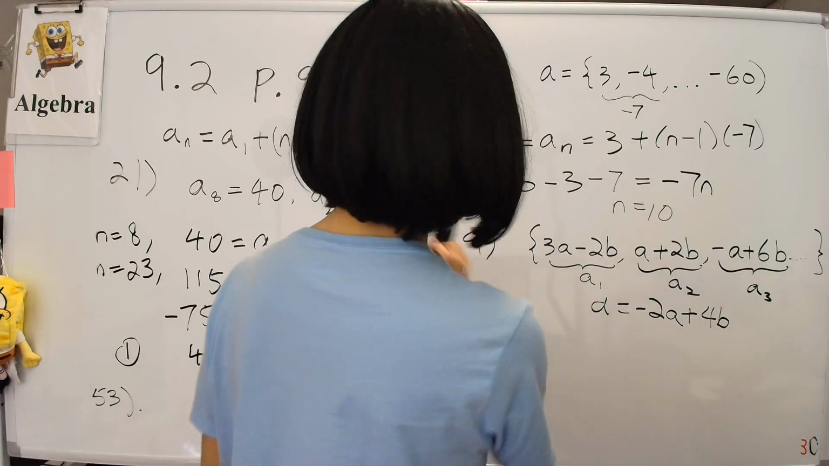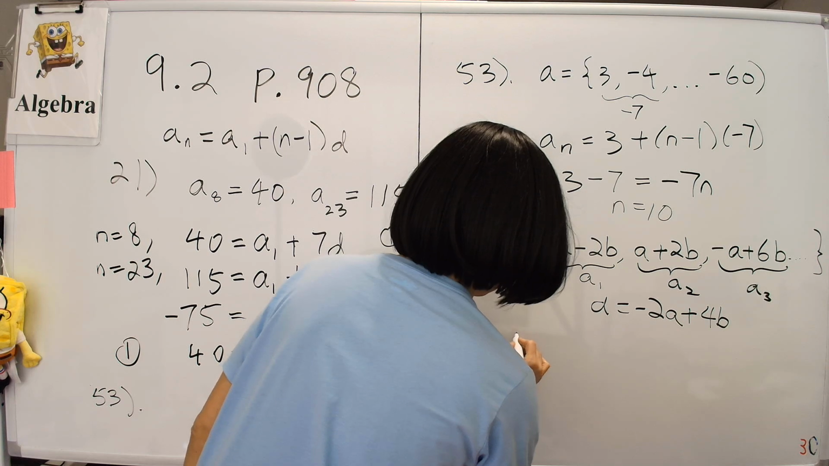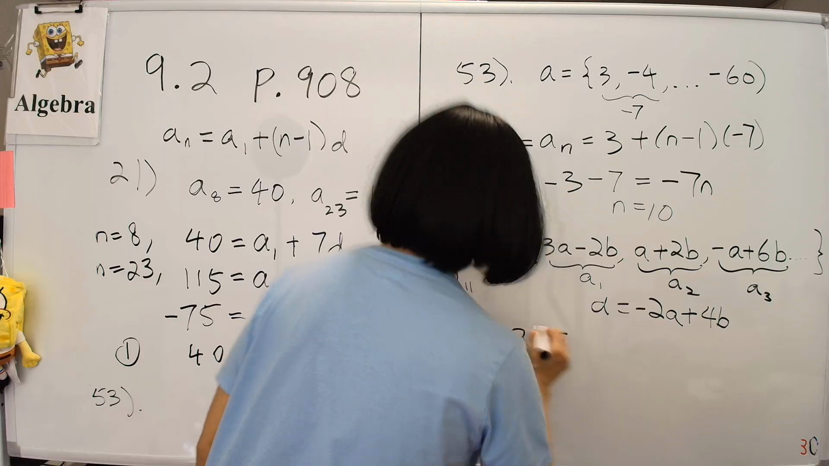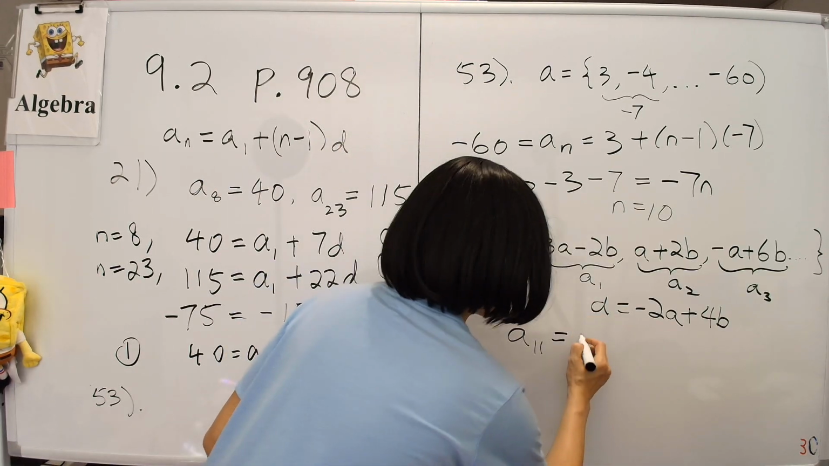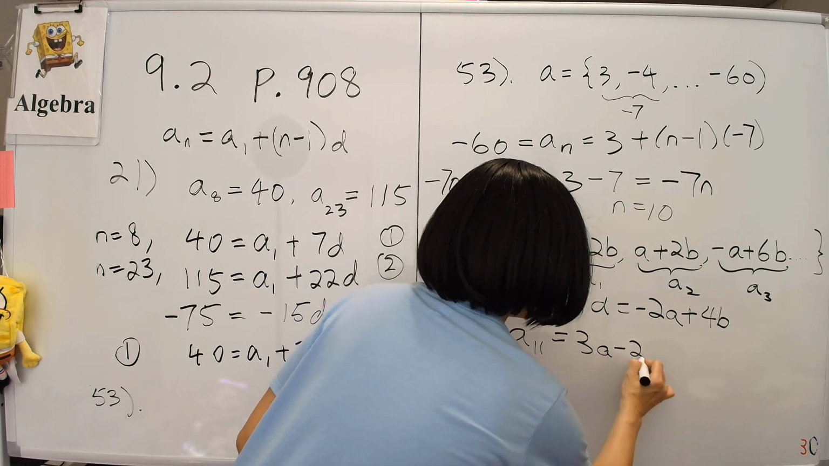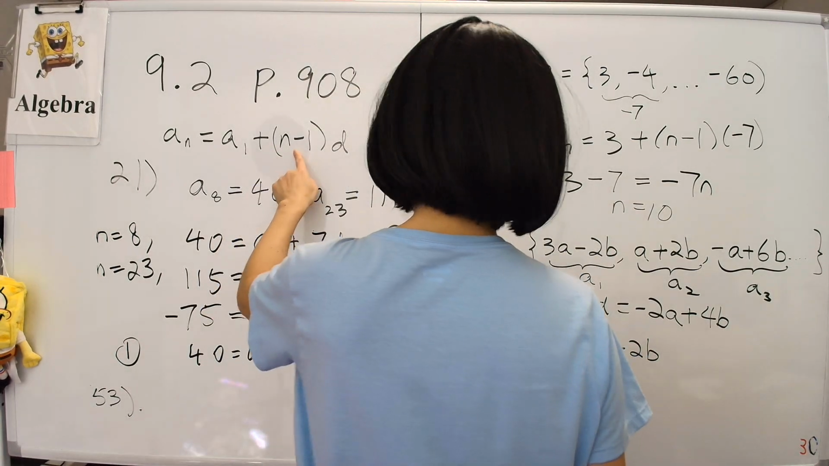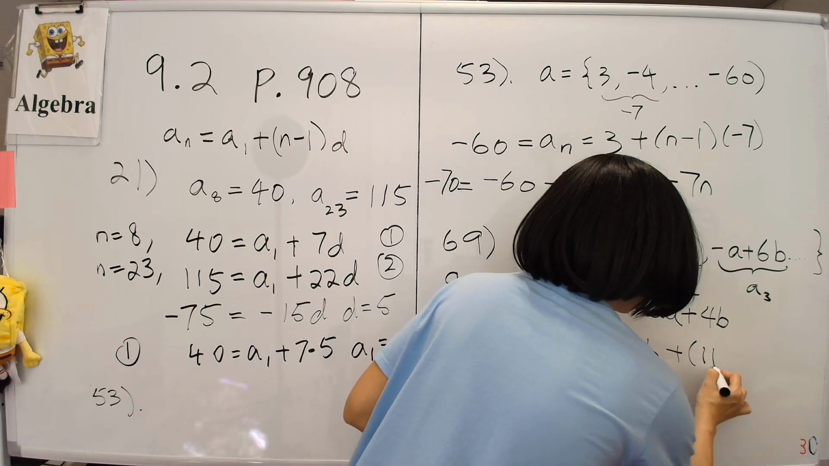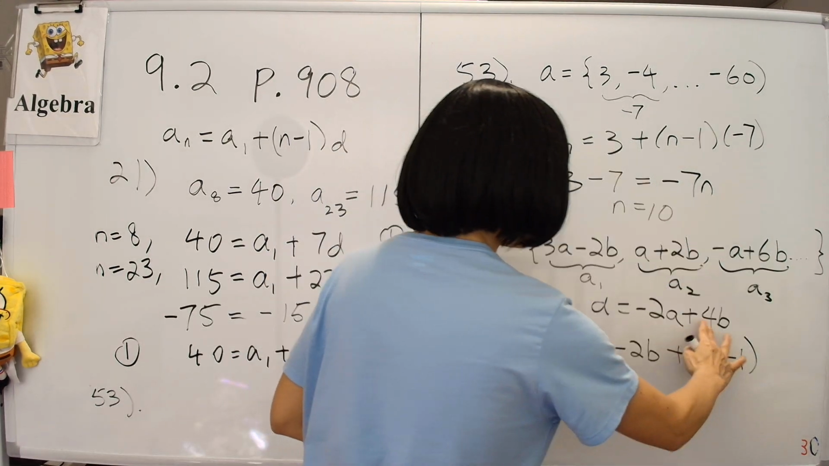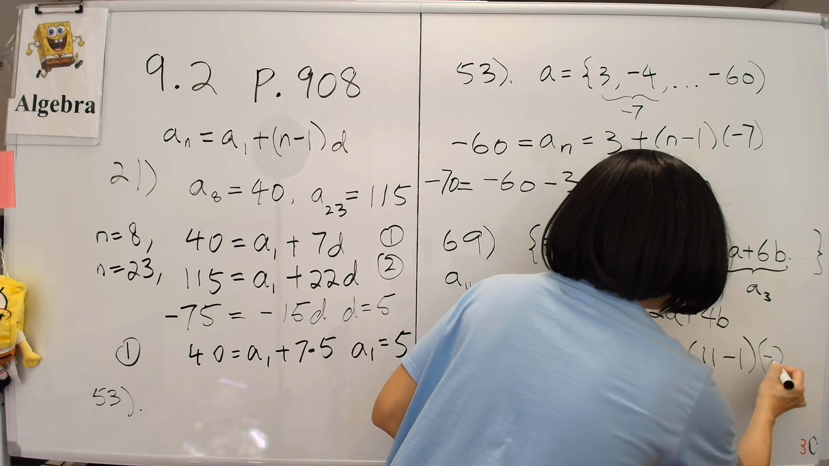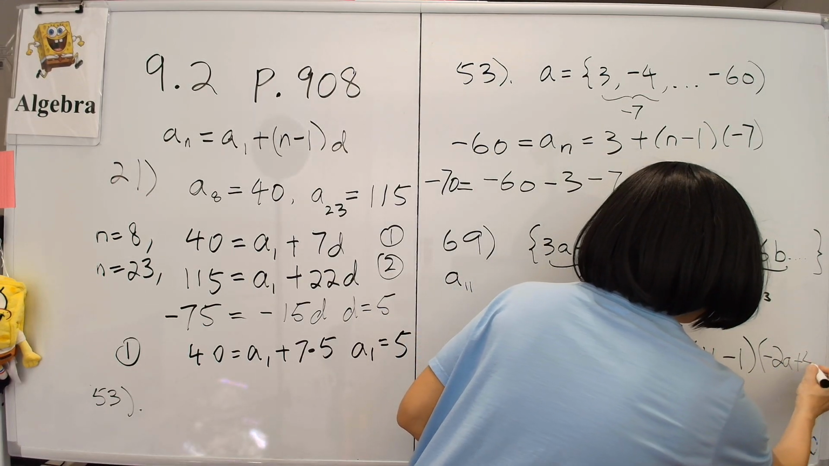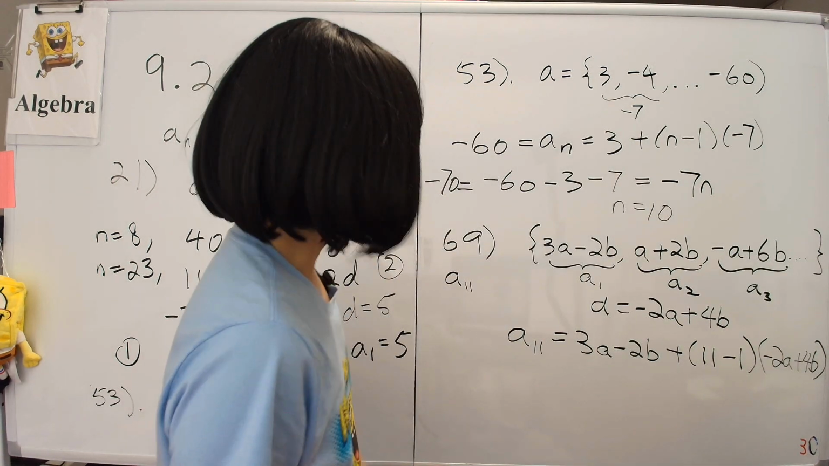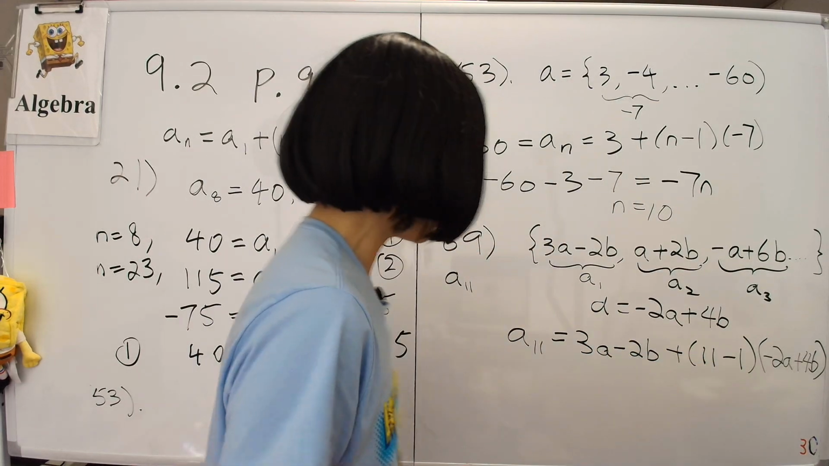And then we'll follow exactly this formula right here, which says AN, in this case A11, is what we're looking for. A11 is equal to A1, which is that thing. We'll write that down, 3A minus 2B, and then plus n minus 1, and n is 11, so 11 minus 1. The difference is that thing right there, and we'll copy that down as well, which is minus 2A, and then plus 4B. My marker is getting thinner for some reason. I'm holding it wrong. So now we just need to simplify this thing, and we're home free.